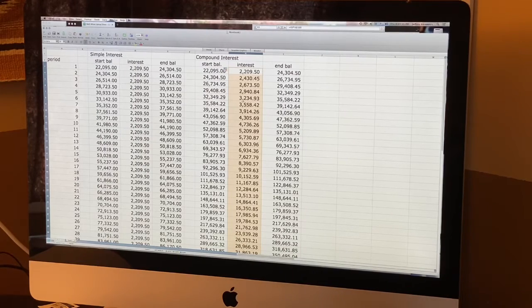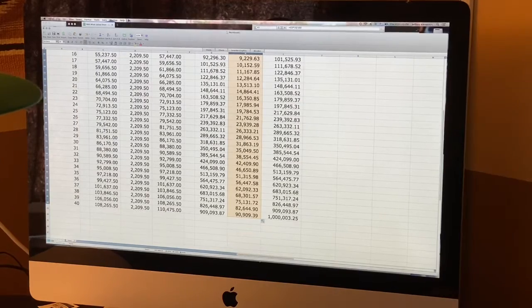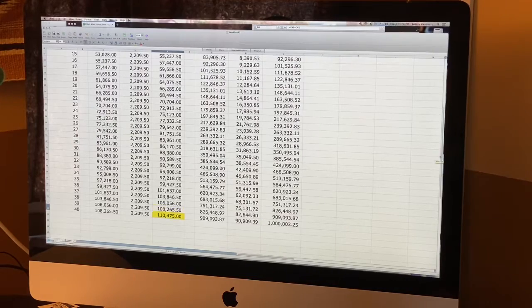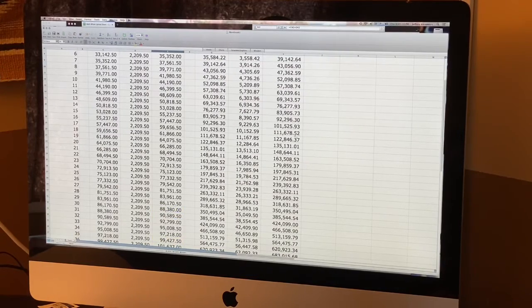And then we look for the effect of the growth of that. So let's look at what they did. This person right here earned $110,475 at the end of 40 years. So I'm going to go in this other column and look for something that's like $110,475. I actually beat it by a few dollars: $111,678. Got there in 17 years.